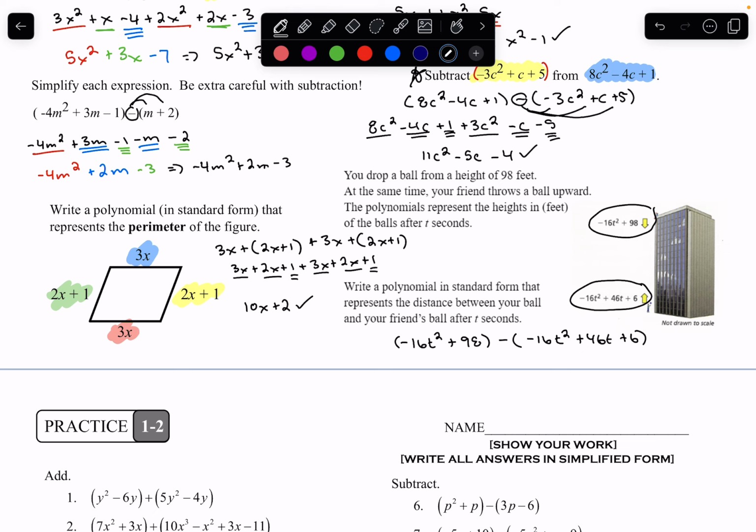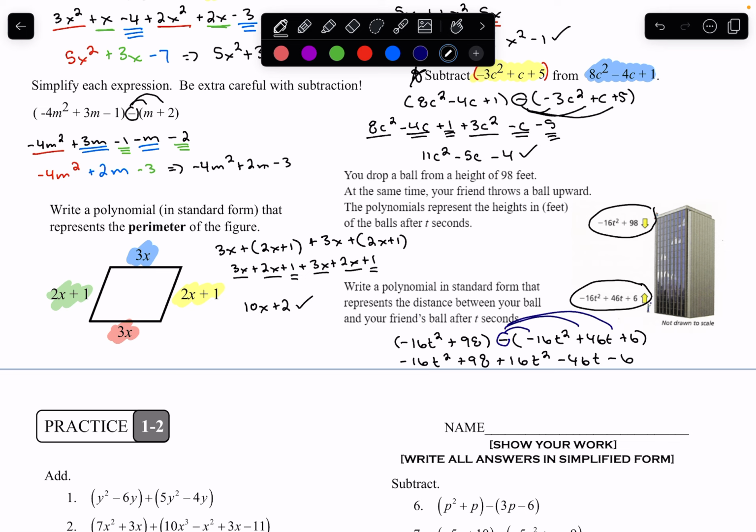Now, I got to be careful. I've got this negative in the middle that needs to get distributed to everything that comes after it. Hopefully you start to see a pattern because all that this negative right here really does is change this to a positive, this to a negative, this to a negative. So it just changes the sign of everything in the parentheses. So I got negative 16t squared plus 98 plus 16t squared minus 46t minus 6.